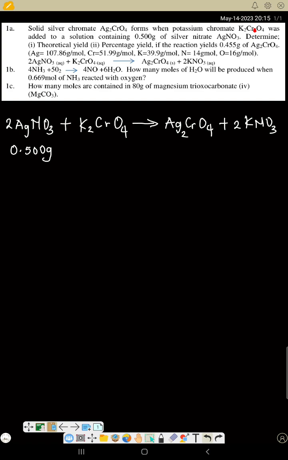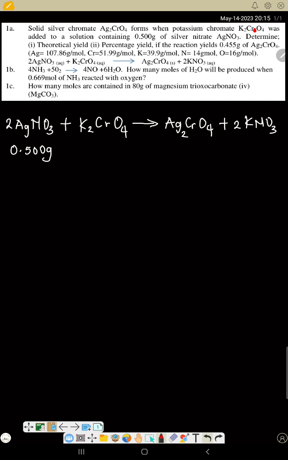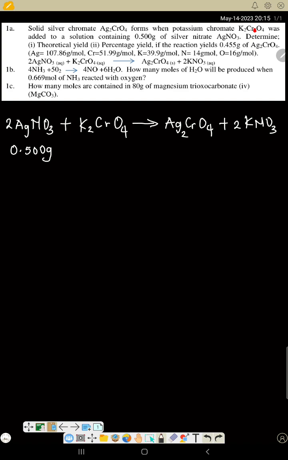So now let's find the relative molecular mass. I mean the atomic mass is given here. So that is silver chromate. So we are going to use all this atomic mass given when we are finding our relative molecular mass. So know that atomic mass is the average mass of an atom, but relative molecular mass is when you have a molecule.